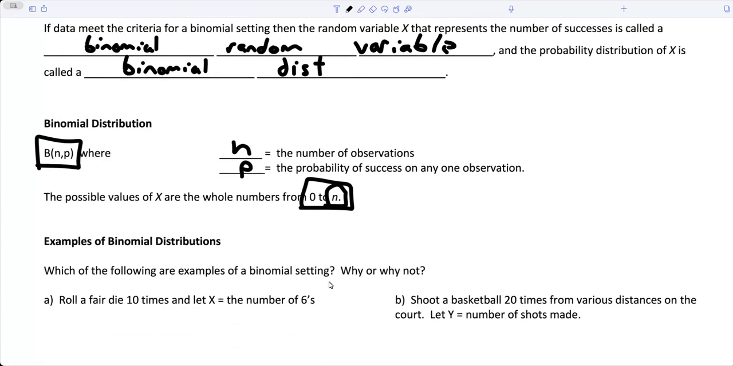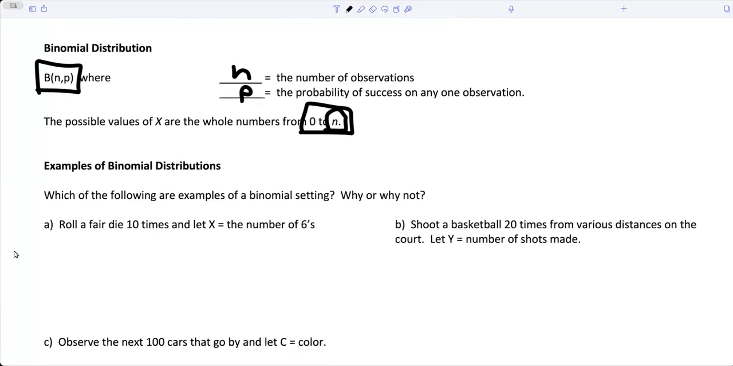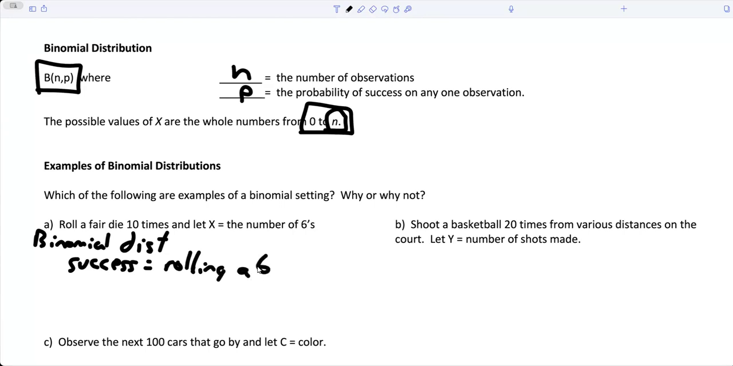Okay, so which of the following are examples of a binomial setting? Why or why not? Roll a fair die 10 times and let X equal the number of 6s. This is a binomial distribution, I'll tell you ahead of time. So let's go through and check. Success would be rolling a 6. Failure would be not rolling a 6.